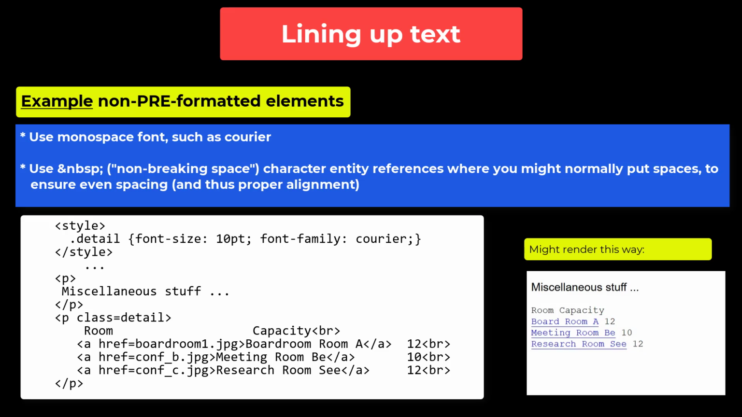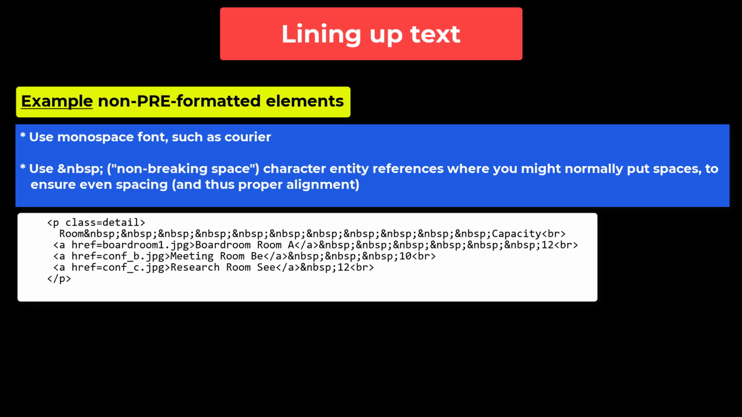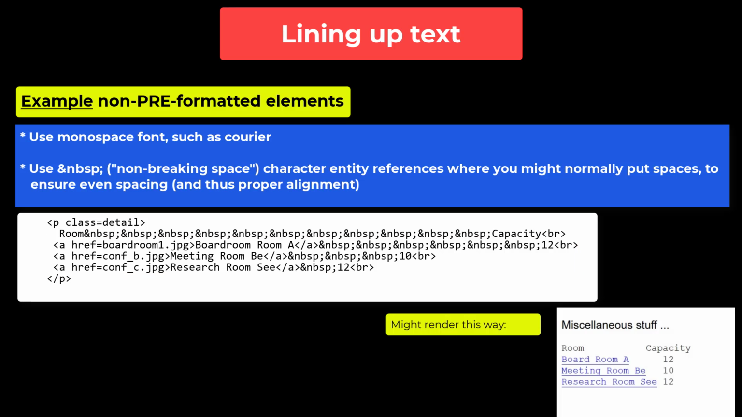So now we'll use some &nbsp; strings to get the alignment. It's pretty much a trial and error thing because &nbsp; takes up 6 characters in the HTML, but only 1 in the rendering. After some trial and error, I ended up with this. So we have our B element, room, and then here's a whole bunch of non-breaking spaces, and then over here is capacity, new line. And then here I have my A elements and different non-breaking space amounts between them, and it displays this way, which is what we were after.